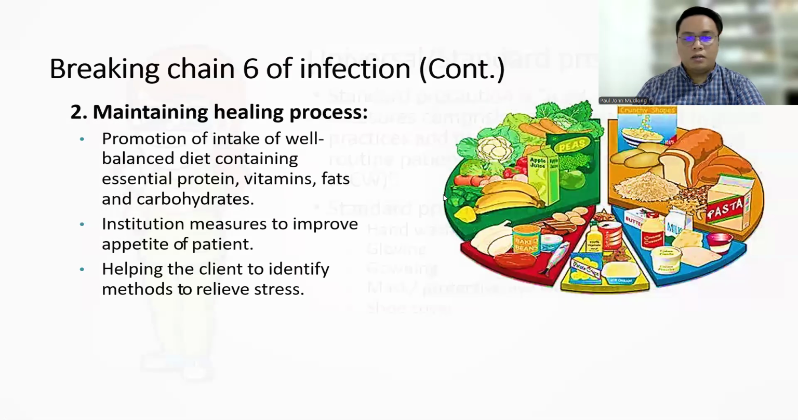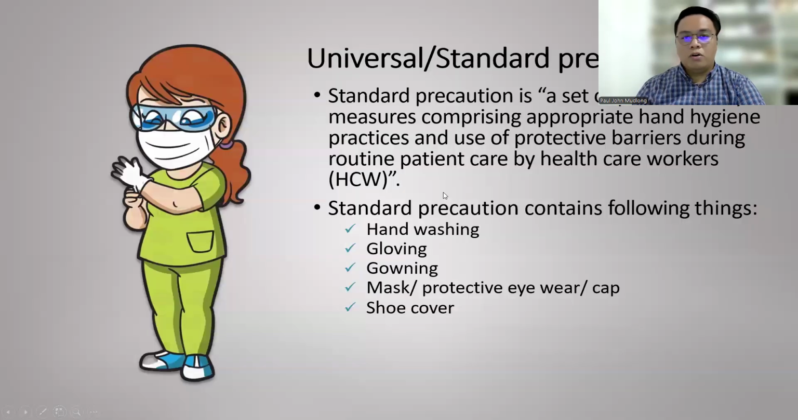Next one. We go on with universal standard precaution. Standard precaution is a set of precautionary measures comprising appropriate hand hygiene practices and use of protective barriers during routine patient care by healthcare workers. Standard precaution contains the following things.